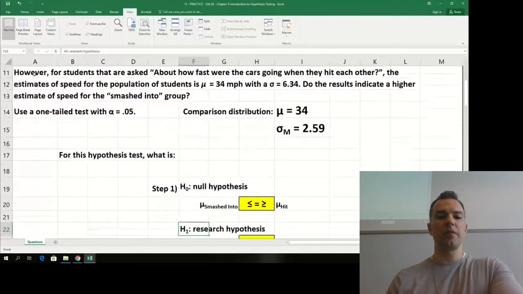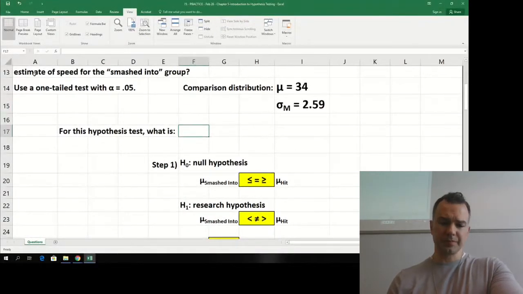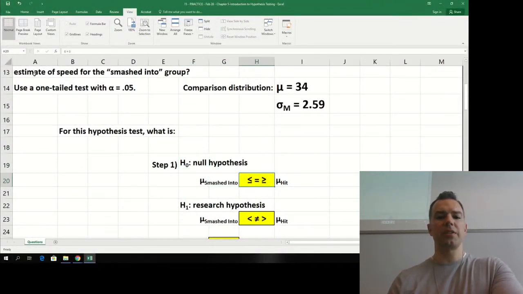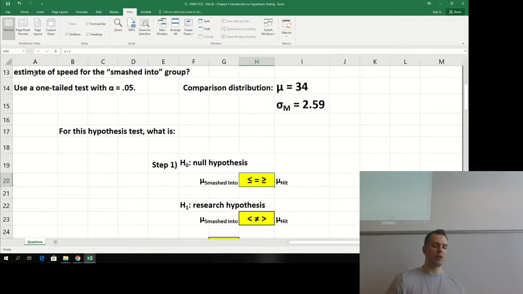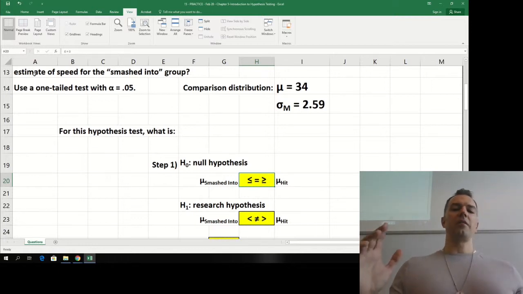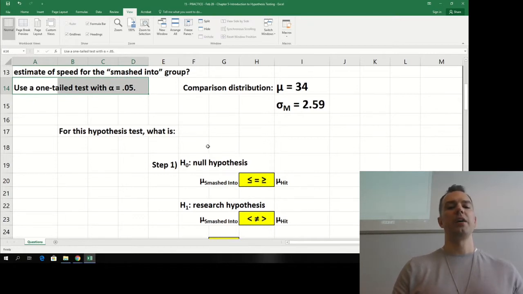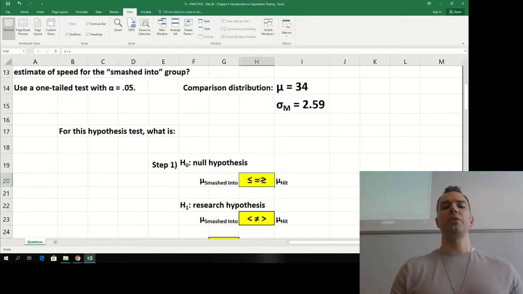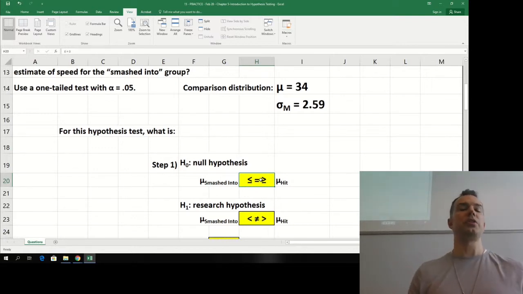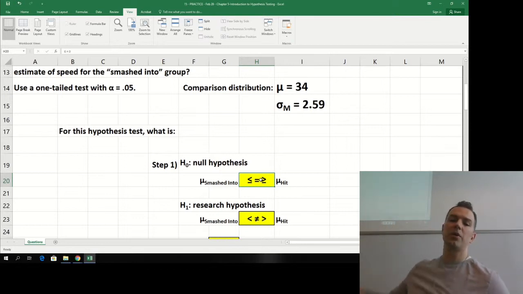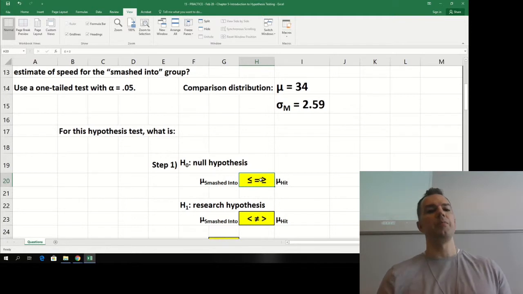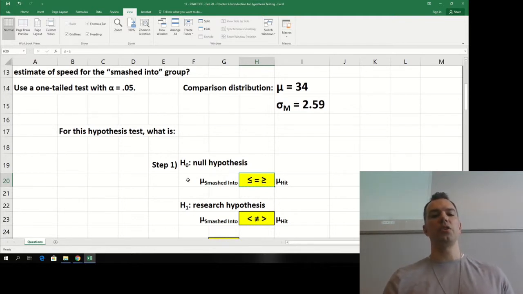All right, so step number one for the hypothesis test, what is the null hypothesis and the research hypothesis? One trick that you can use, or two tricks, for this. First off, if it's a two-tailed test, if it says do a two-tailed test with an alpha of 0.05, your null hypothesis is always equals, your research hypothesis is does not equal. That's the more straightforward case. As soon as you read two-tailed, you know that for the null hypothesis it's equals, for the research hypothesis it's not equal. For a one-tailed test though, you have to choose the direction.